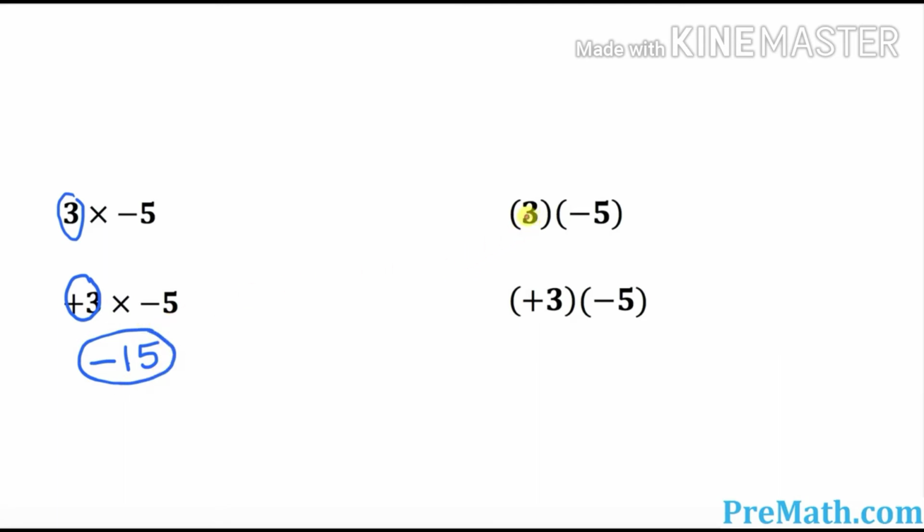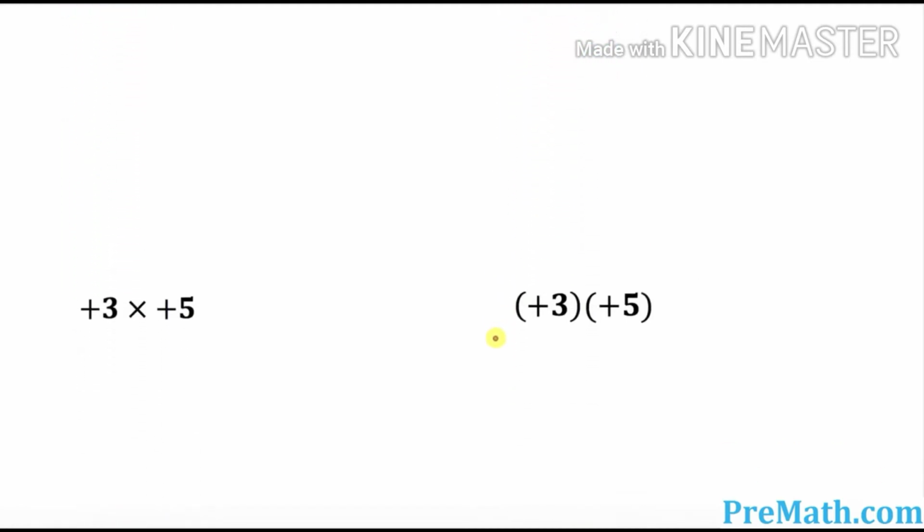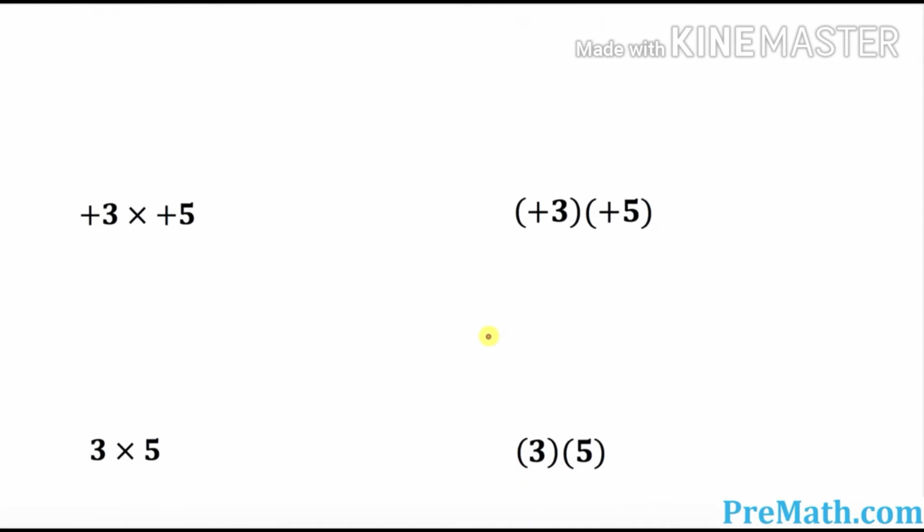Likewise, on this side, this positive 3 could be written as positive 3 with the sign over here. So this would become what? Positive 3 times negative 5, which would result in negative 15. Piece of cake. Let's move on to just a final example.